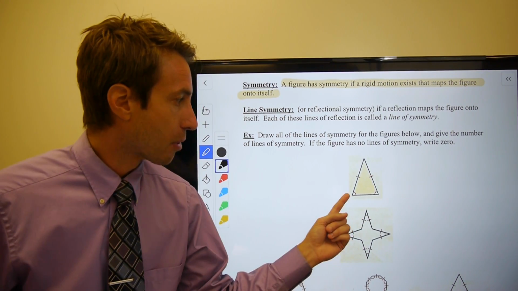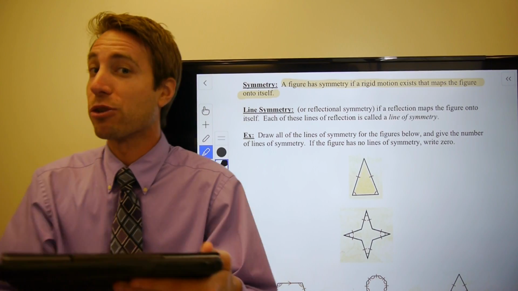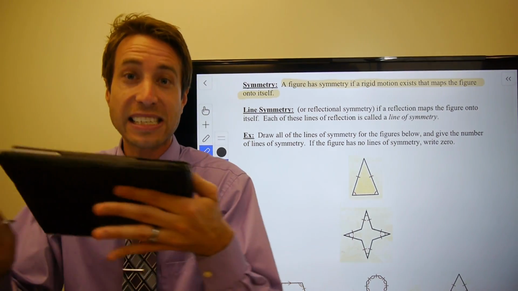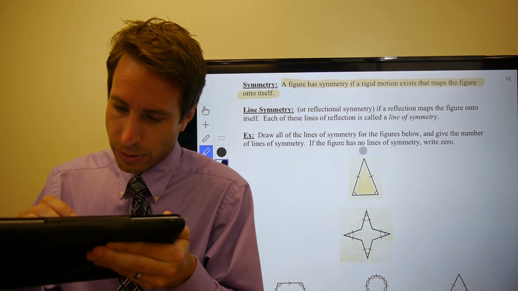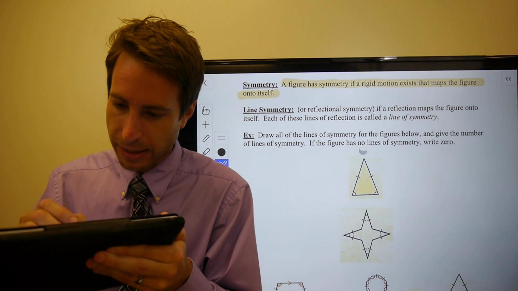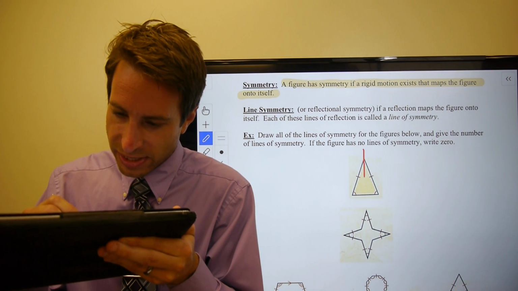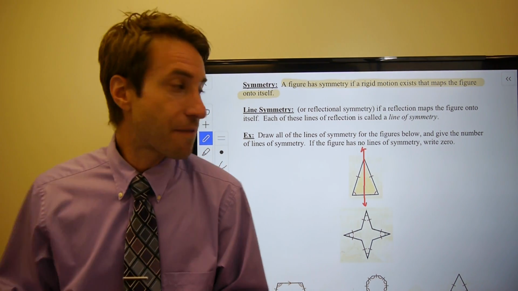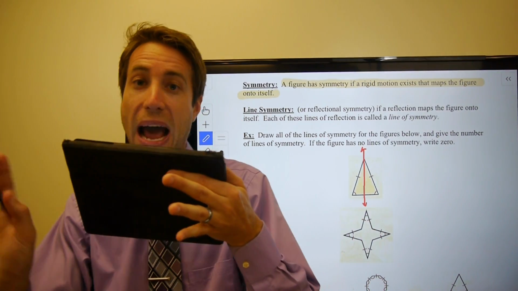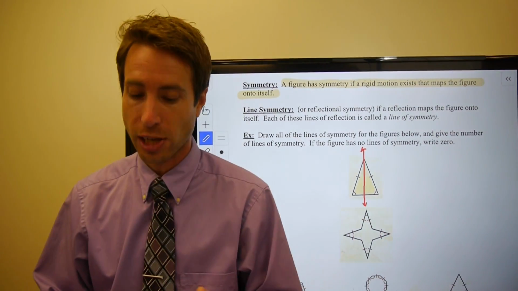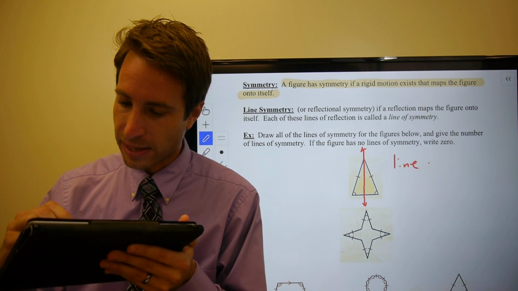Here's a perfect example. I've given you a triangle right here. You should be able to just look at it and visualize almost like a butterfly folding its wings up. All I have to do is run a line right down through the center of it. If I fold that object across that line, the two halves will lie directly on top of each other. That is a line of symmetry.